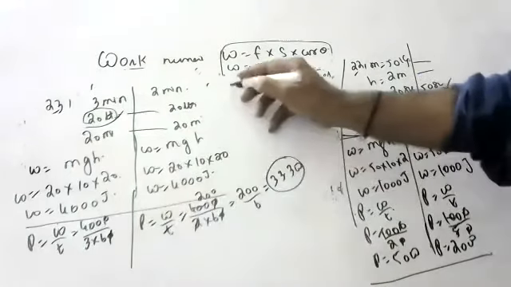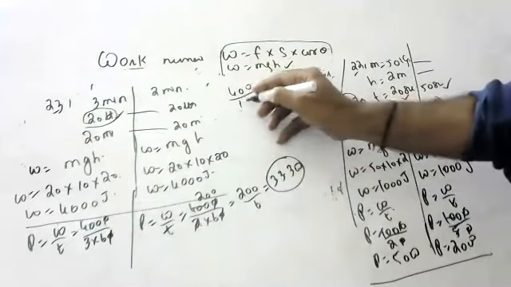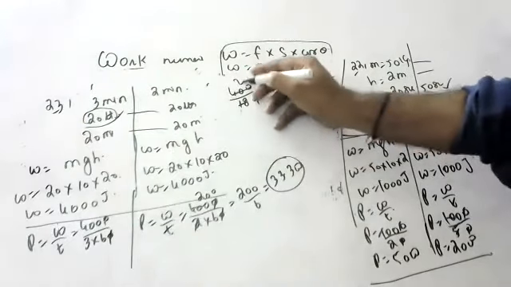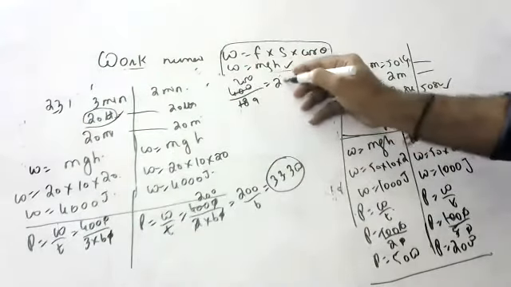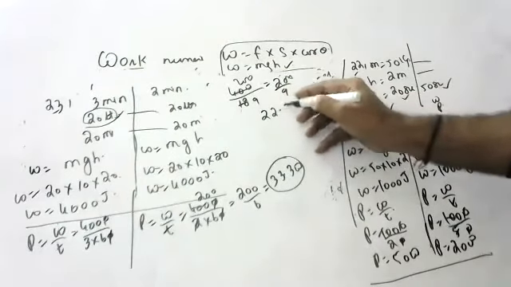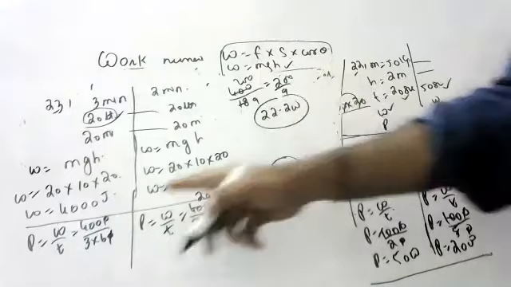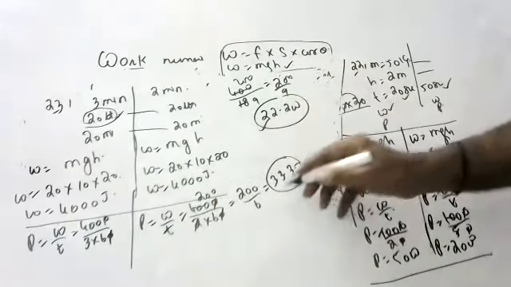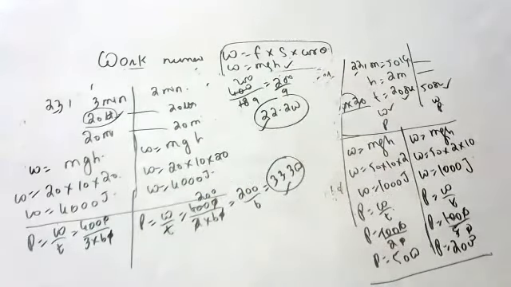And here, 400 by 18, 200 by 9, 9 2s are 18, so 22.2 watts. So the power of the boy is 22.2 watts, whereas the power of his father is 33.3 watts. This is how we are going to do different sums based on work, power and energy, children. So many sums I told you. I hope you all understood.